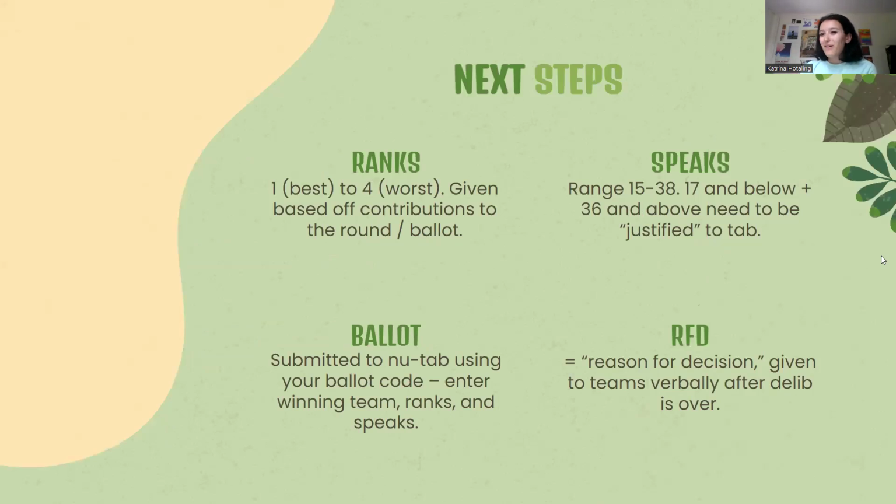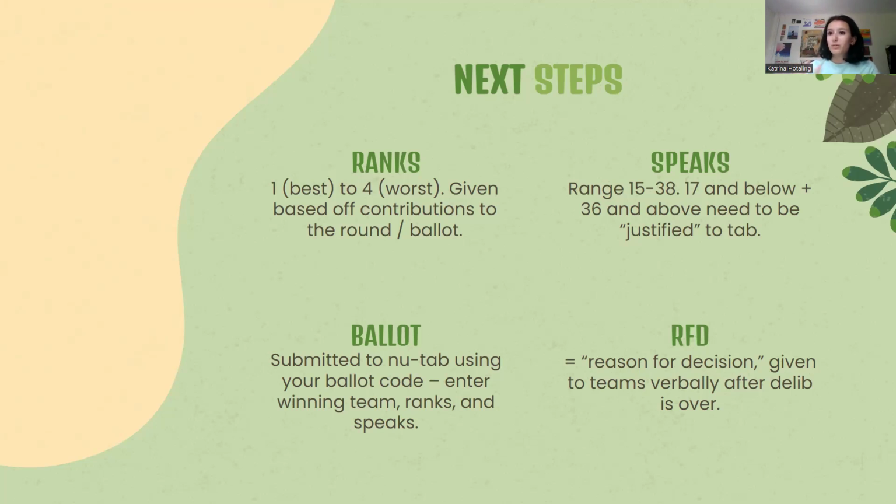Next steps. You have a call. You know who won the round. What are you doing with it? You need to give ranks and speaks. You need to submit a ballot, and you need to give feedback. Ranks are pretty simple. They're a little bit of a vibe check. Honestly, I'm going to be very for real with you, but they start at the 1, which is the best, to the 4, which is the worst.